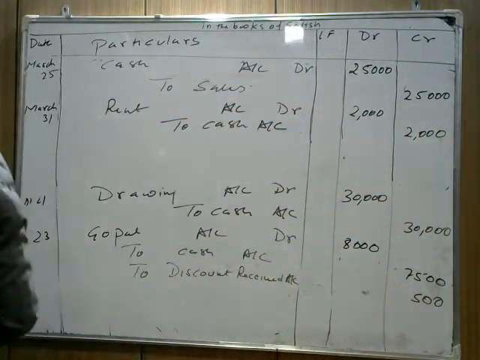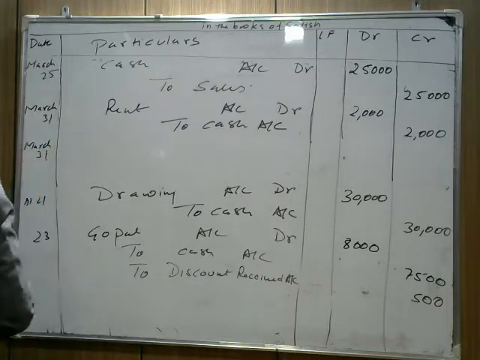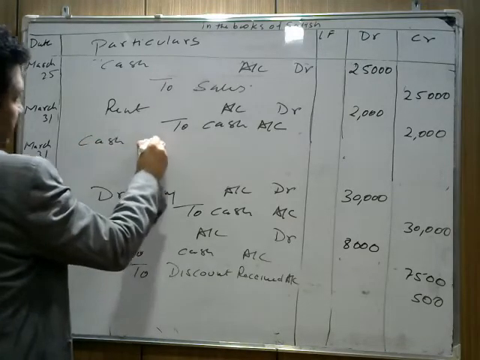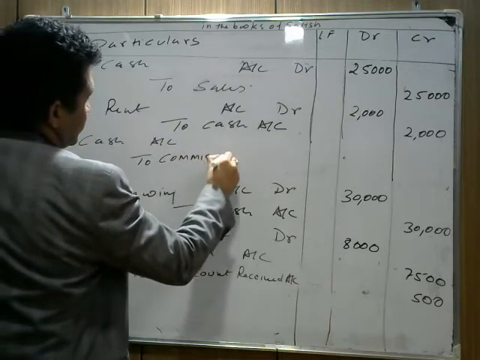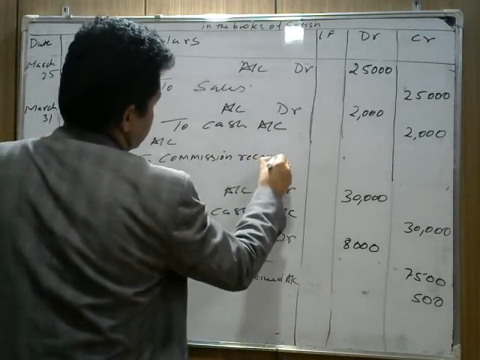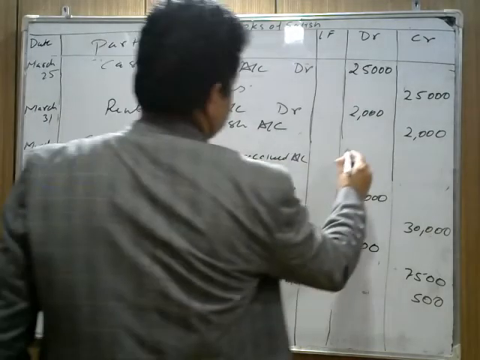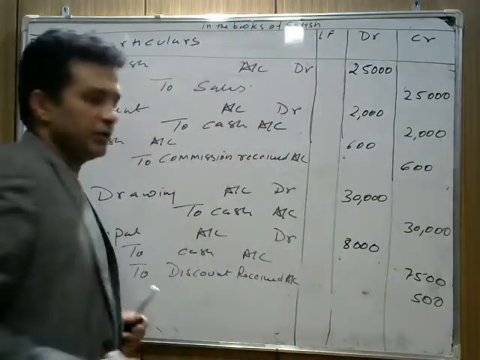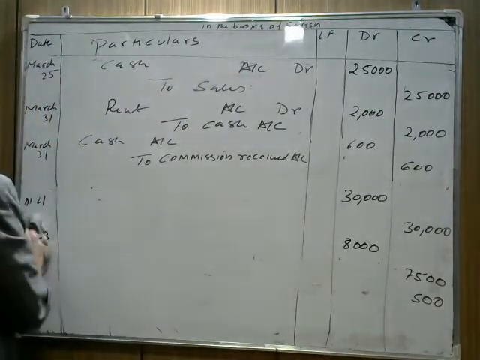Okay, and next, the last entry is on March 31st. It says that we received commission, so we simply write the entry cash account debit to commission received account, and the amount of commission is 600. We write 600, being commission received in cash. Now this is how we write the journal entry. I hope the journal entry part is clear to all of you.